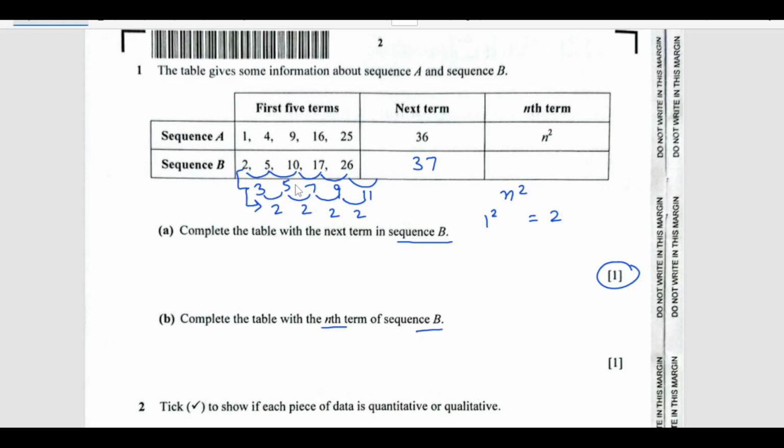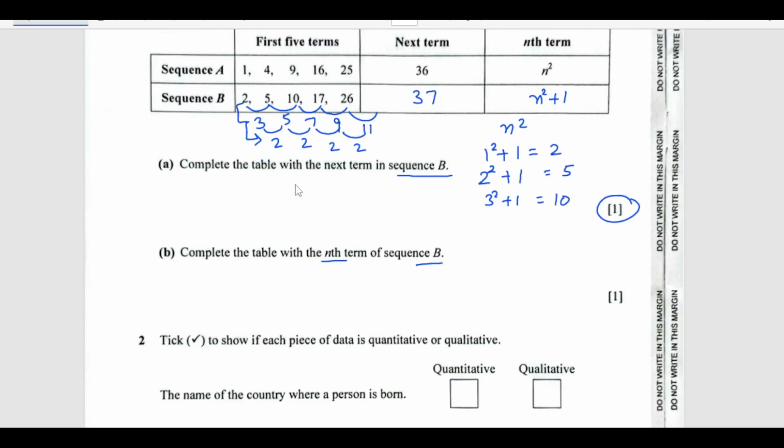So, 1 squared plus 1. Let us see now if it works for the second term. The second term is 5. If we take n squared, the second term, n is 2, so 2 squared plus 1 is going to be 5. Similarly, 3 squared plus 1 is 10. So, yes, this is working. So, the nth term is n squared plus 1, right. That gives you 2 marks when you complete this one.